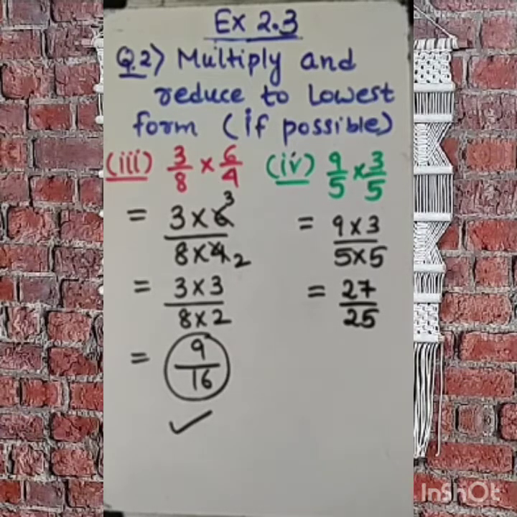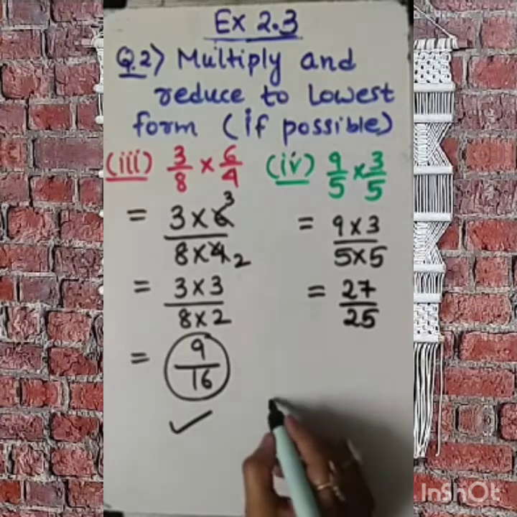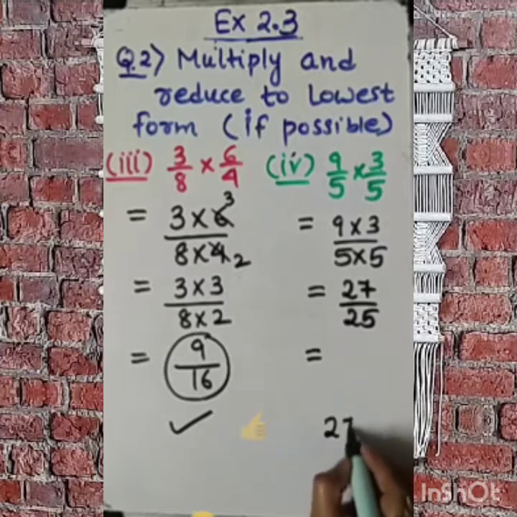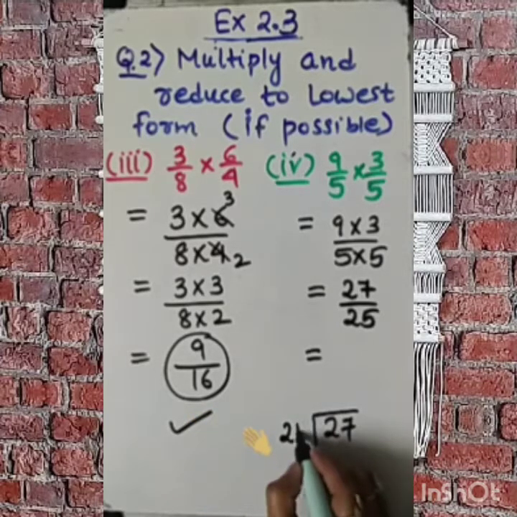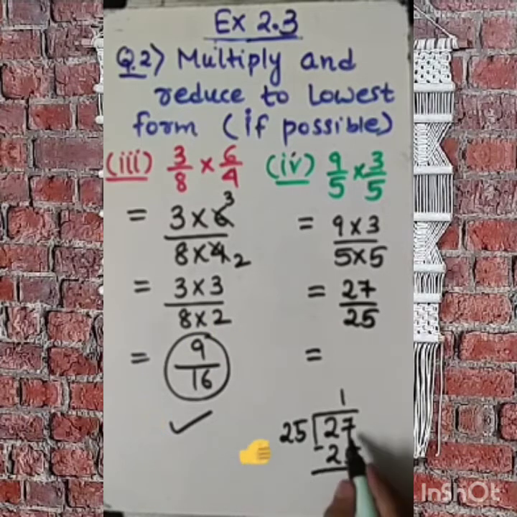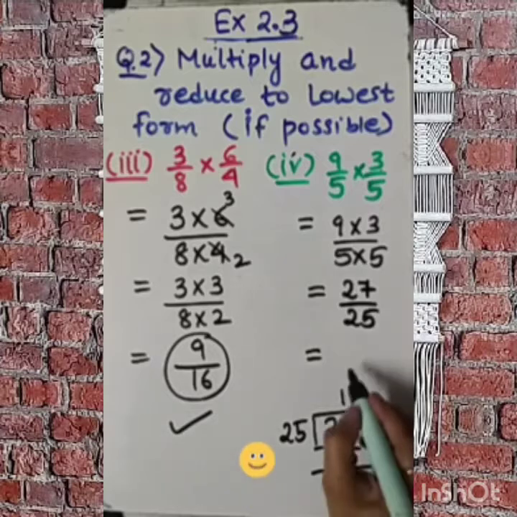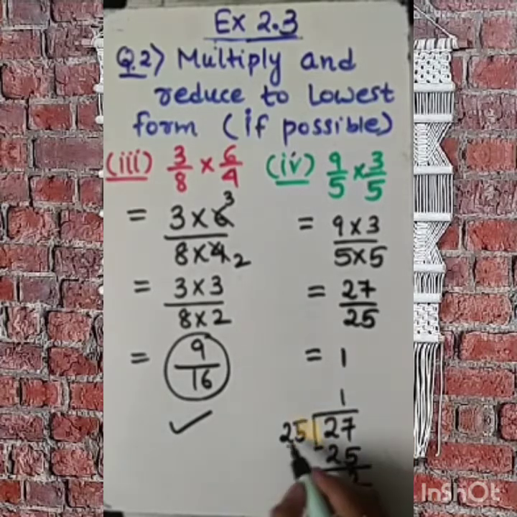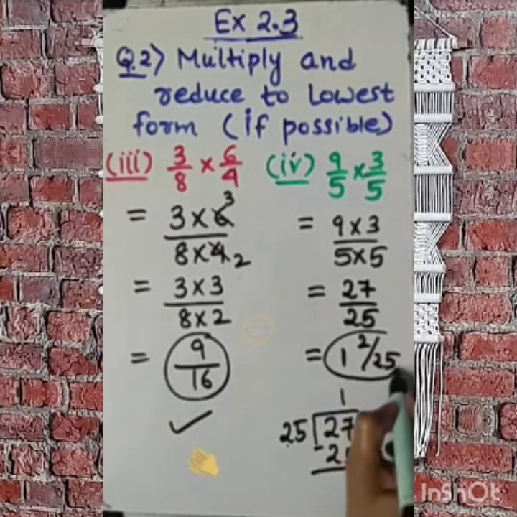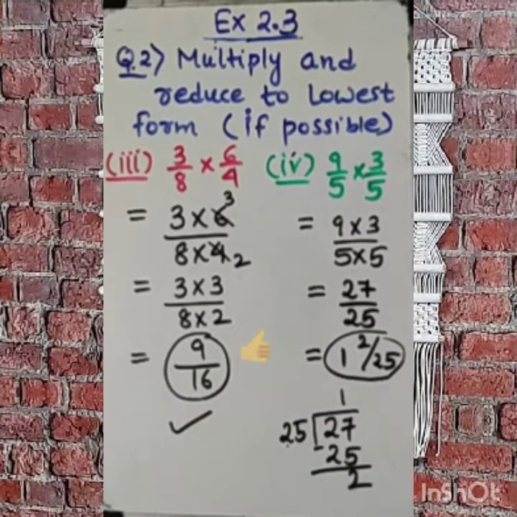So we need to convert it. Very simple, very easy. Here I am showing you and here I will write the answer. 27 divided by 25. 25 1 25. 27 minus 25 is 2. So the answer is 1 2 by 25. This is the solution. Easy? Very simple and very easy.